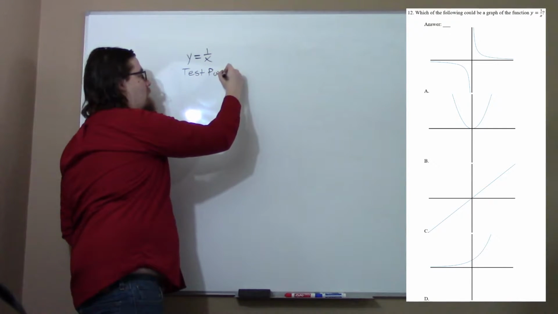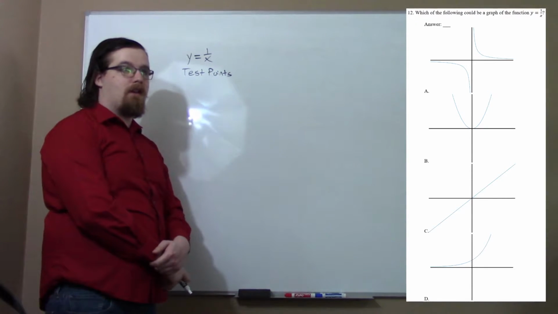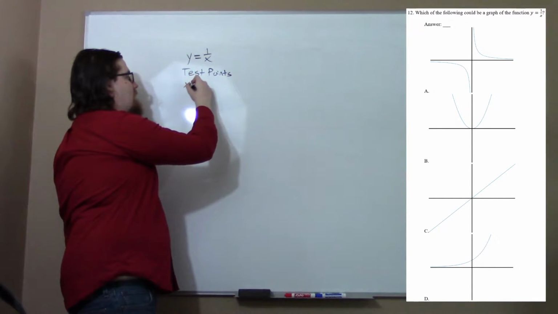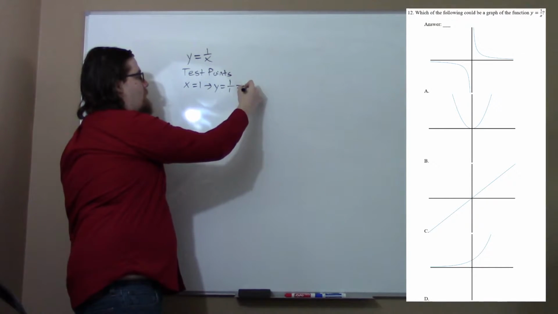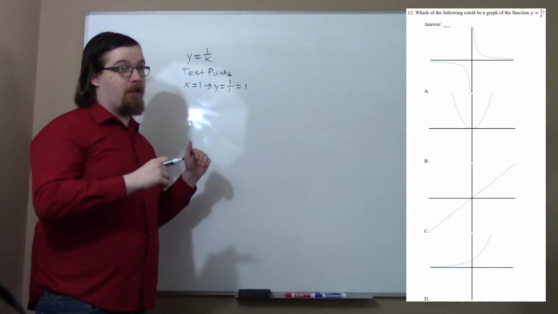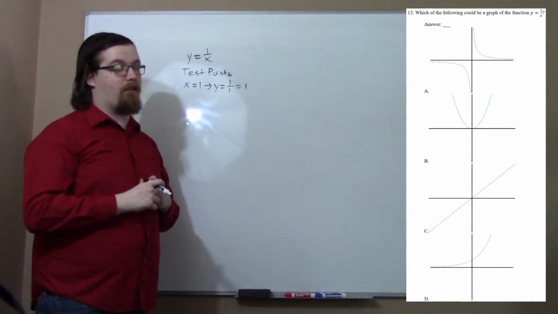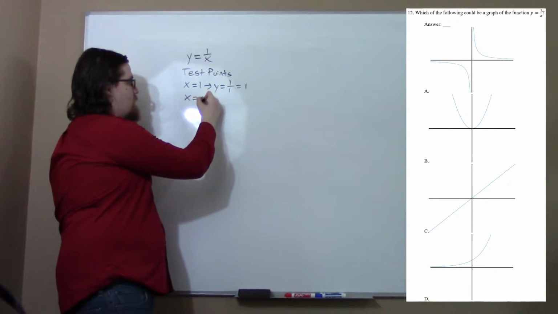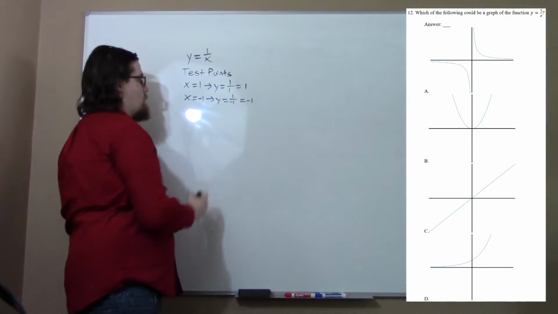So what we want to do is supply x values to see what y value comes out. For example, if I consider the case where x is equal to 1, we get y is equal to 1 over 1, which is 1. If we apply this to enough points, we can begin to plot our points onto a graph and compare against the answers. So next we'll do x is equal to negative 1, which gives y is equal to 1 over negative 1, which is equal to negative 1.